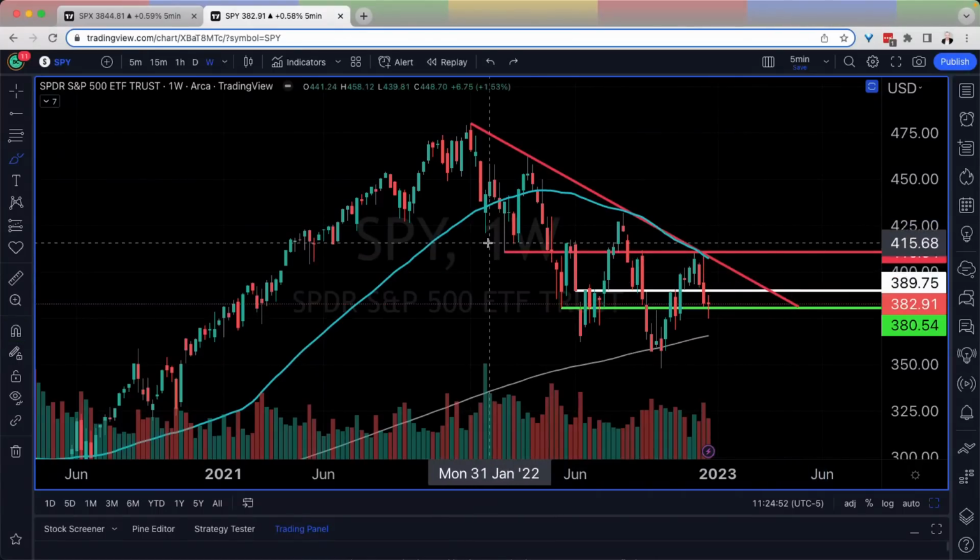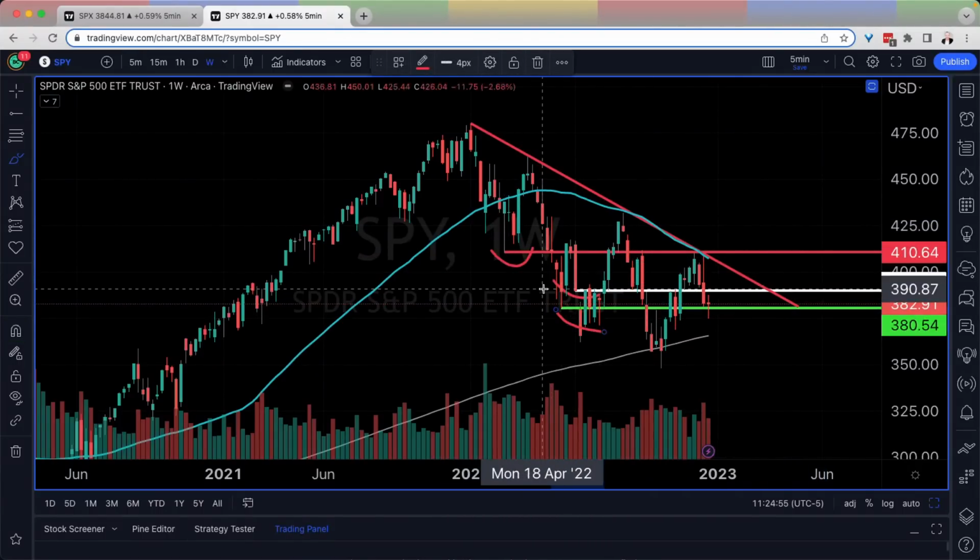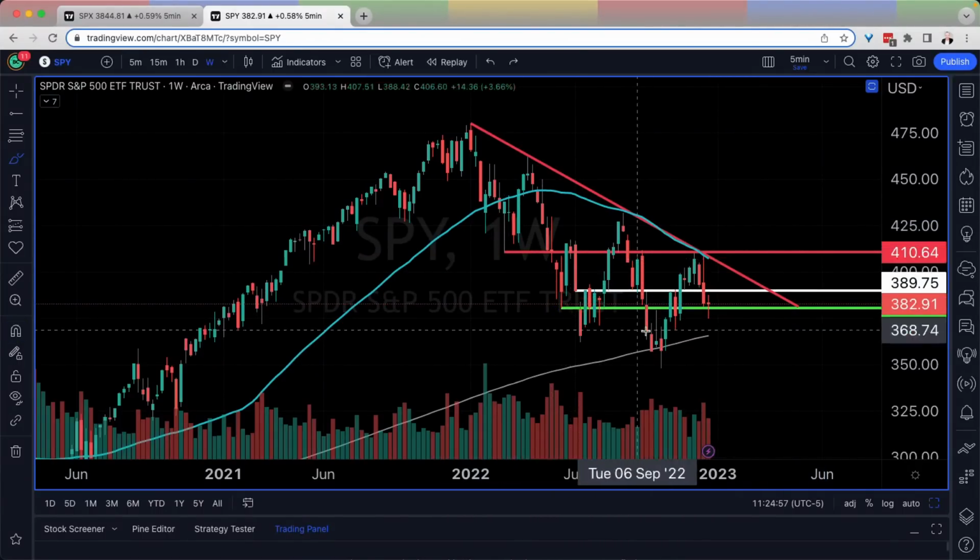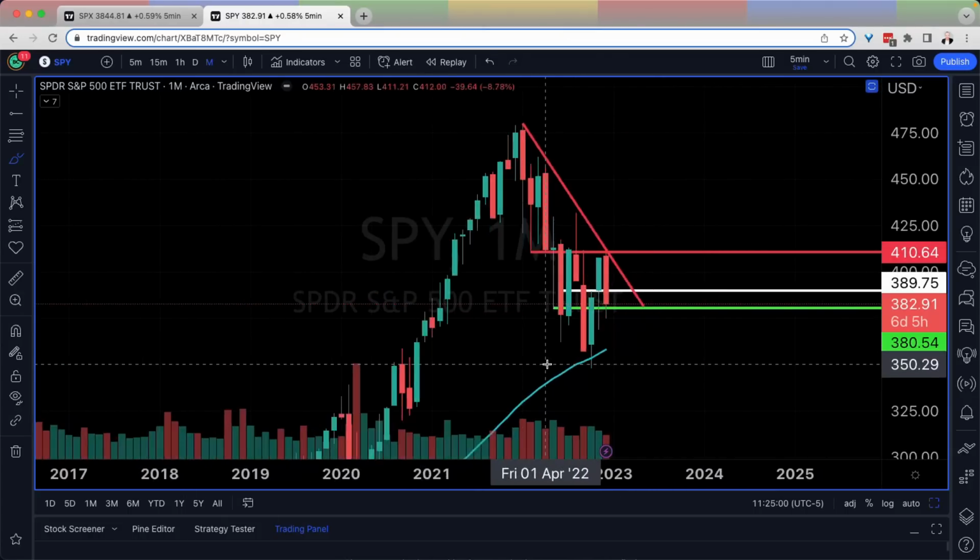And now we have three levels. We have red, white, green. Red means resistance, white means important, green means support. If I look here at a monthly chart, you're going to understand where these levels come from better.